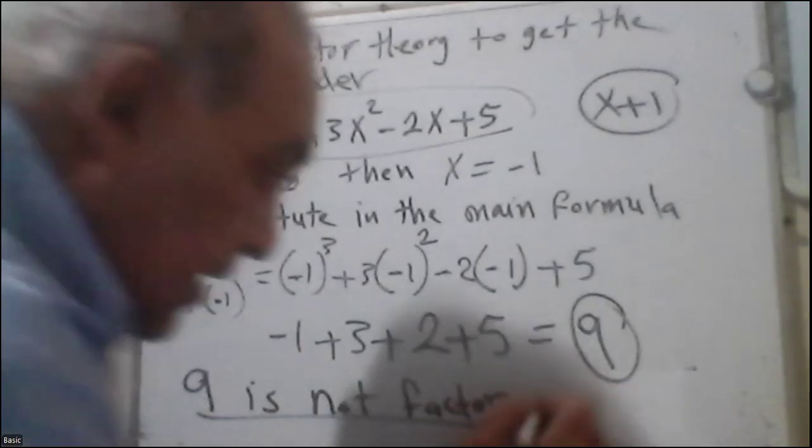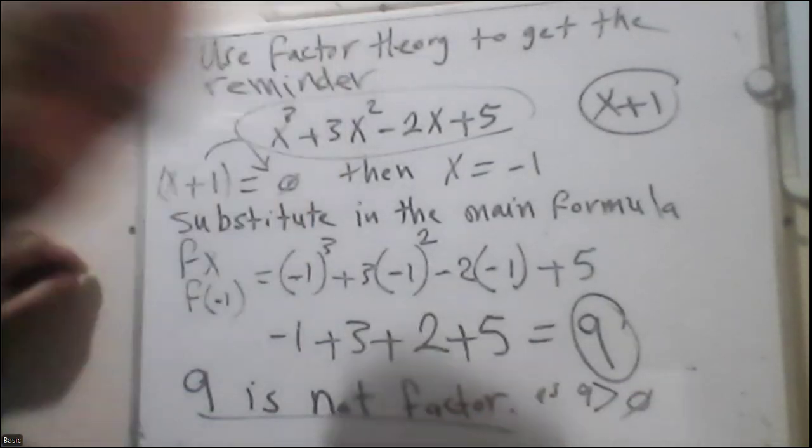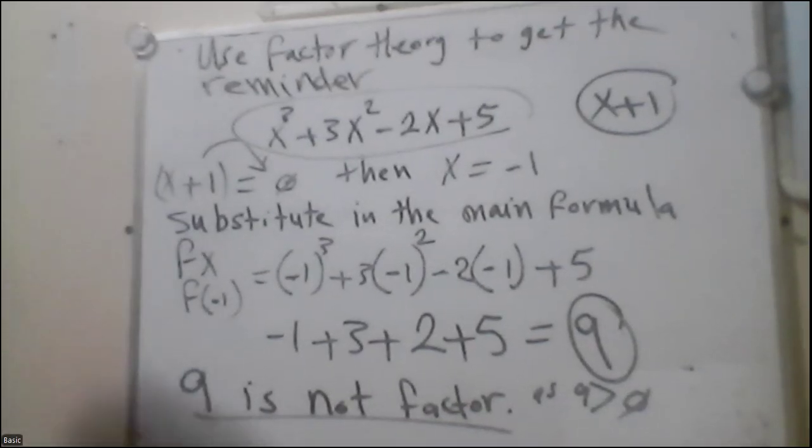Because 9 is greater than 0. But if it was a 0, then no remainder, and in that case it will be a factor. The same example, we did it once with the division, and the other time we did it with the remainder.